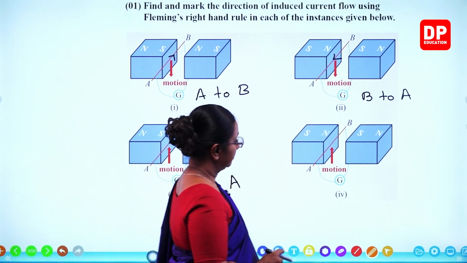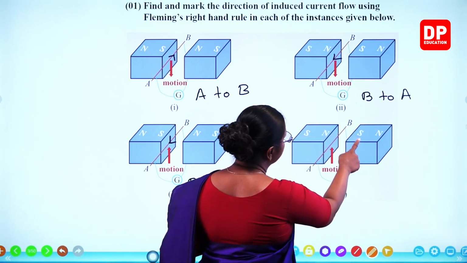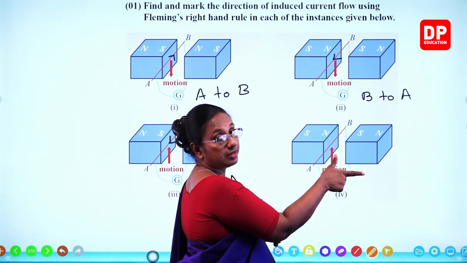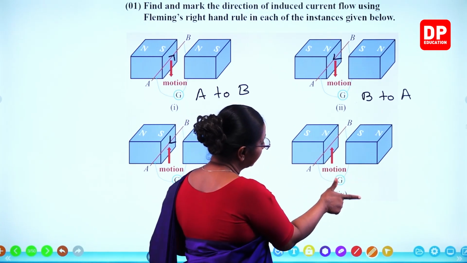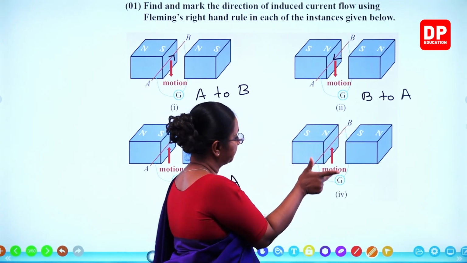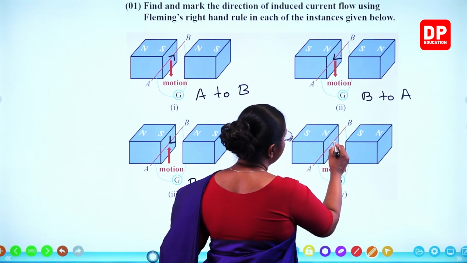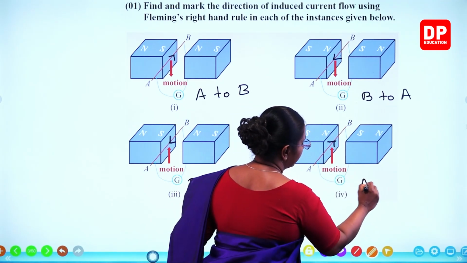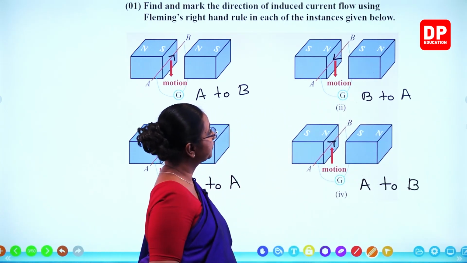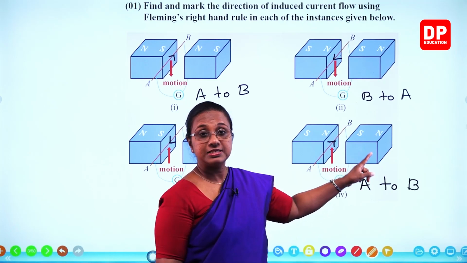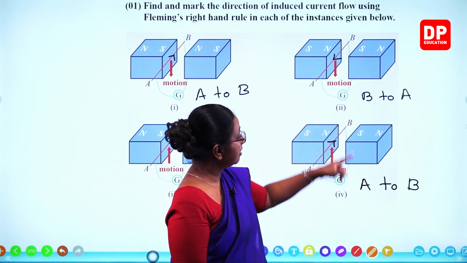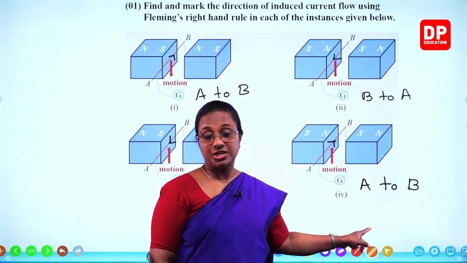Then the last one. You can see here again the field has changed. Similar to this one, north to south. So the index finger has to be towards that direction. Motion is upwards. So look at the middle finger. It is that way. So there the current flow is going to be from A to B. Now if you compare these two, can you see? The magnetic field is the same, but the direction of the motion has changed. So the direction of current flow has changed.